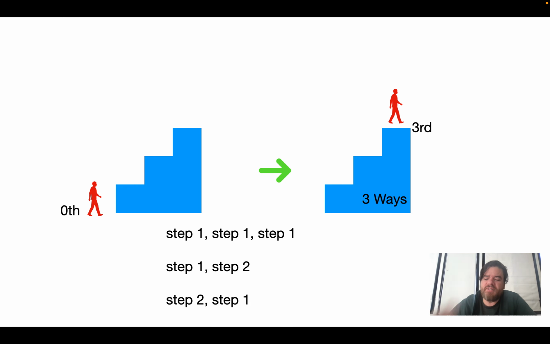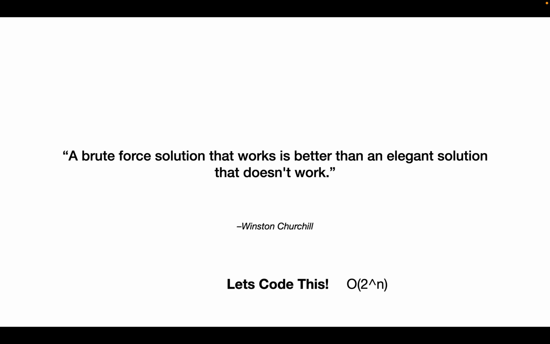So I'm going to try to code this up, because a brute force solution that works is better than an elegant solution that doesn't work, per Winston Churchill. I know up front that this is going to be an exponential time complexity solution because I have 2 choices at every point in the backtracking, but we'll take a look at it. It'll be more clear as I code this up.